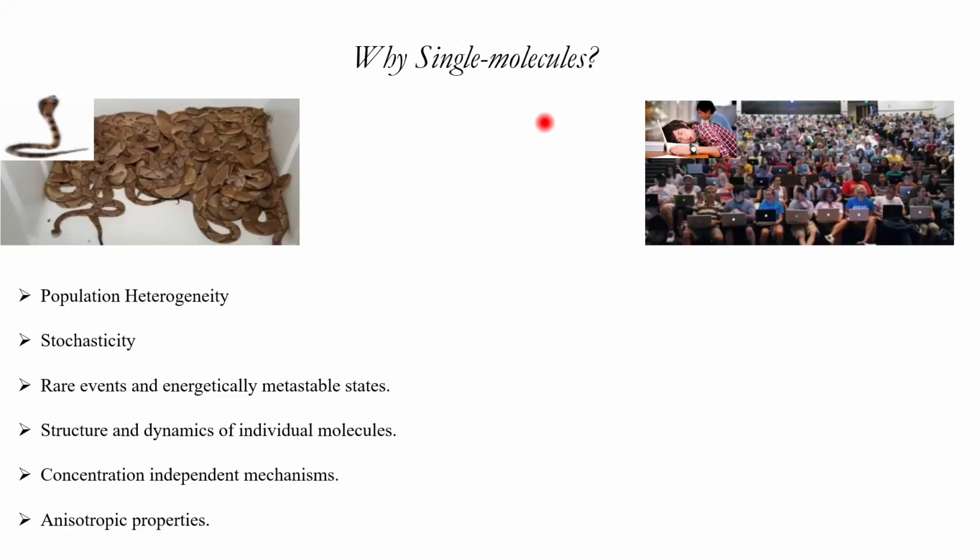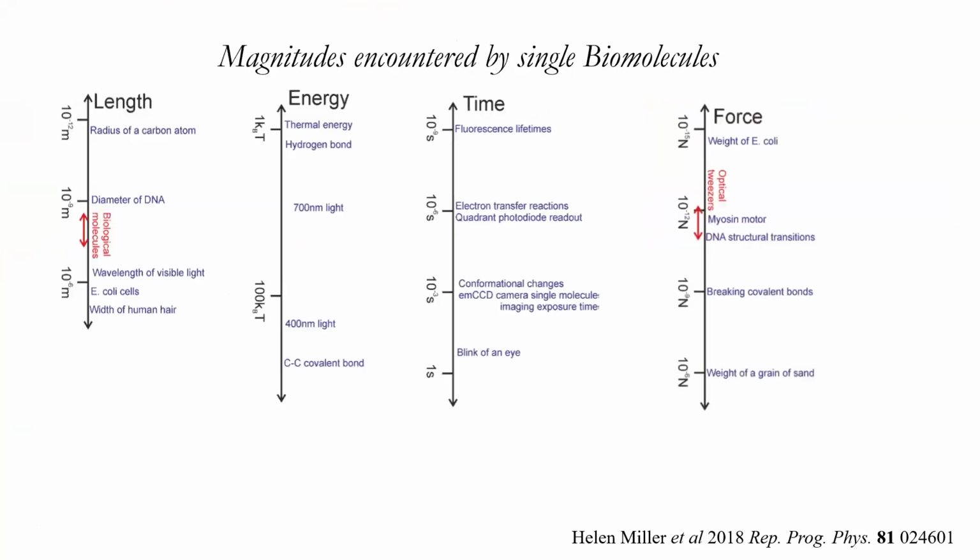So the problem is the instrumentation limitation. If you look at the various length scales, the radius of a carbon atom is around a picometer, the diameter of DNA is around a nanometer, and if you go slightly to cells and other things, it is around a micrometer. So you need an apparatus that is able to measure this range of nanometers to micrometers very, very accurately.